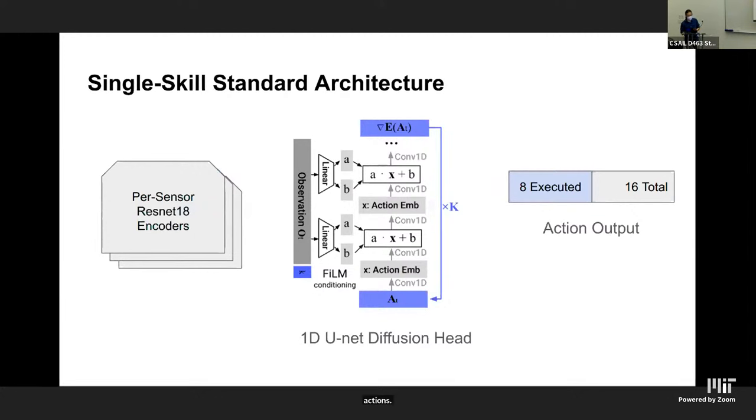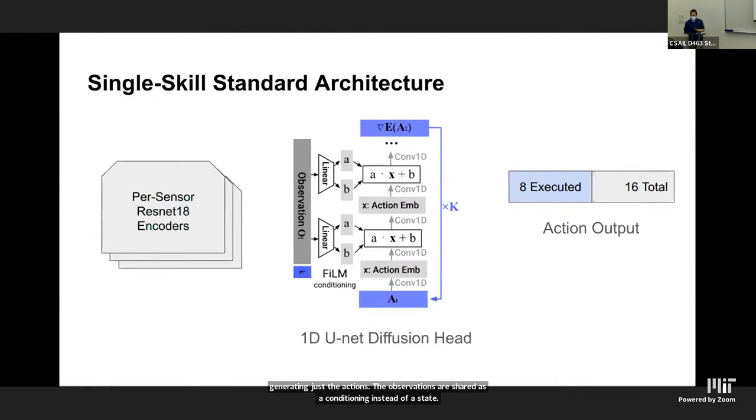Just to give you a little bit of detail, mostly all the details are encapsulated in the paper very well, and also in our Medium blog post. So in the interest of time, I'm just going to blitz through these. The important details: we're not generating states, we're generating just the actions. The observations are fed as conditioning instead of a state. We did that to speed up inference and also training. That was one of the main trade-offs we had to make. In this case, we're using a 1D U-Net architecture to do the diffusion part.